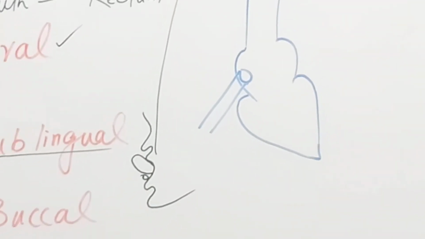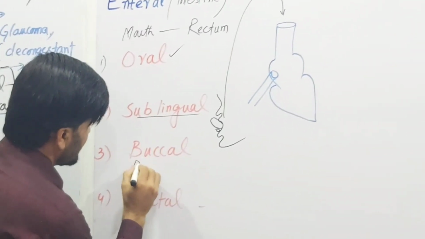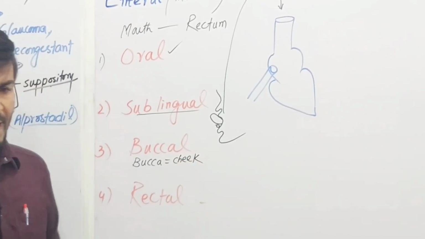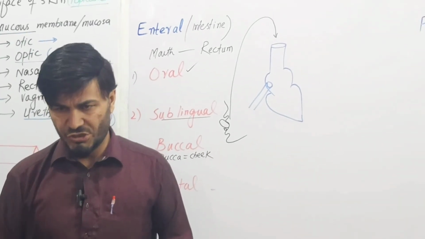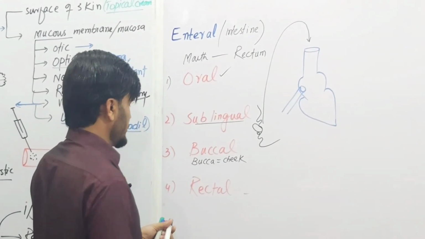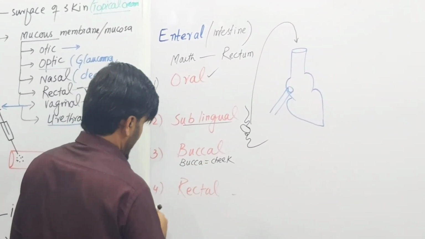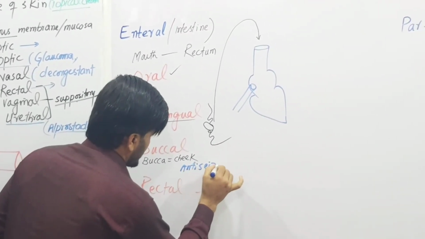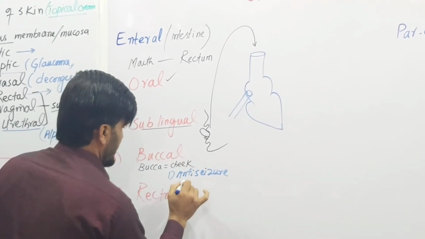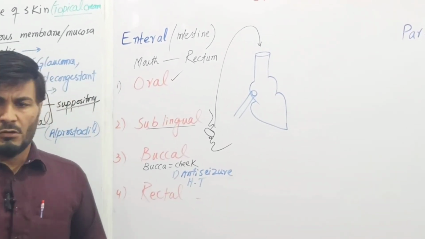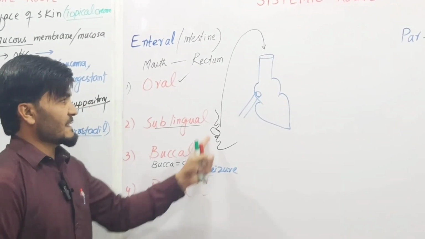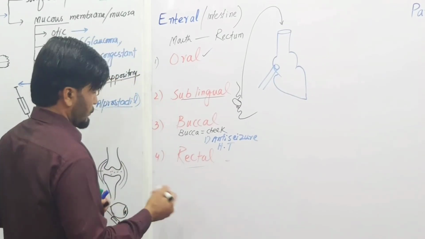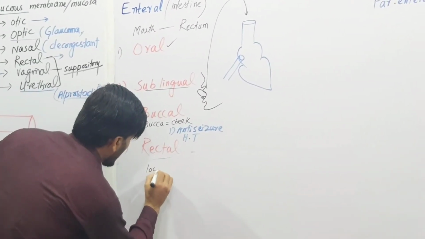The buccal route is from the word bucca, which means cheek. This describes when the drug is placed between the gums and cheek, and this includes different medications like anti-seizure medication, and also hormone therapy is administered through this route, and from here it is absorbed into the superior vena cava.